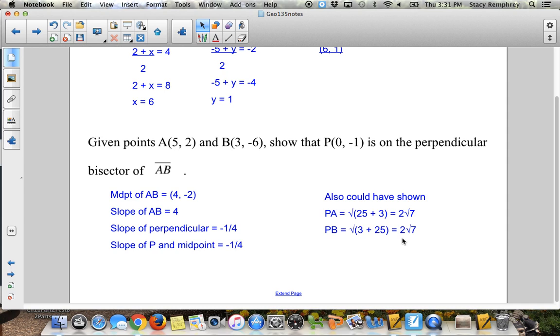All right, that concludes our notes on the midpoint formula. So check Canvas for what you need to do next.